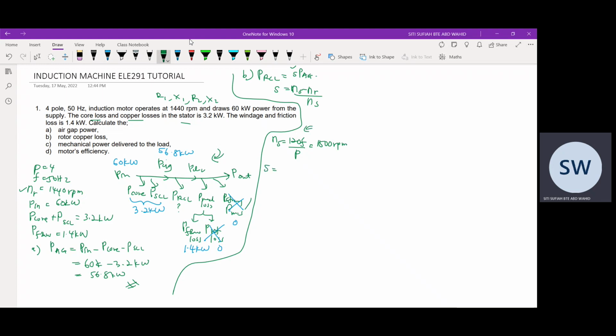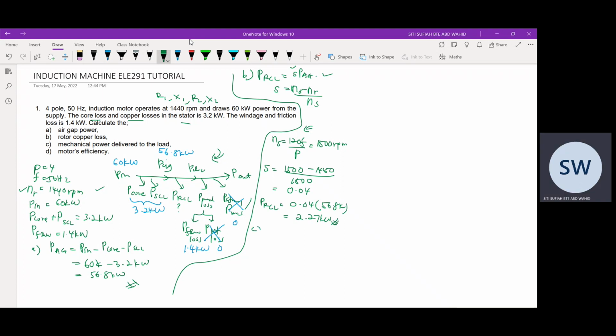Yes, therefore you can calculate S. So 1500 minus NR here, 1440, over 1500. So you'll have 0.04. From there, you can calculate your PRCL. 0.04 times your P air gap, 56.8 kilowatt, which will give you 2.27 kilowatt. So we're done with B.